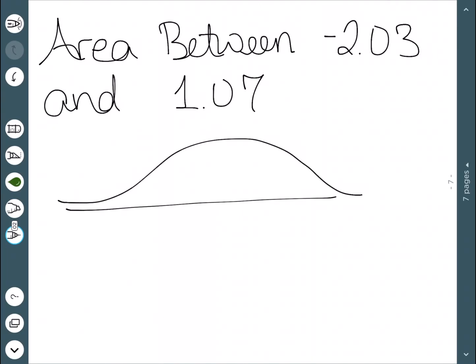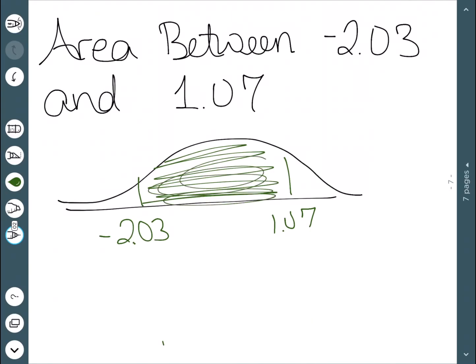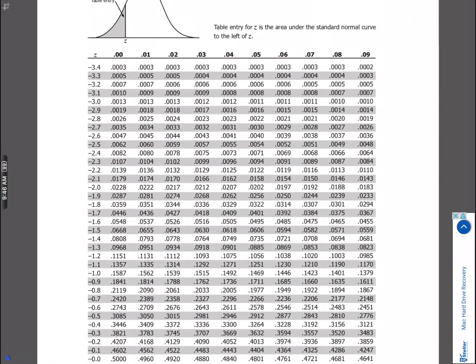This time I want to find area between negative 2.03 and 1.07. So we have negative 2.03 somewhere to the left and 1.07 somewhere to the right. And in order to find this, we need to go back to our table and look up both of these values. Our first value was negative 2.03, so on the left we'll go down to negative 2.0, and on the top to 0.03. And we see that they meet at this value, 0.0212.